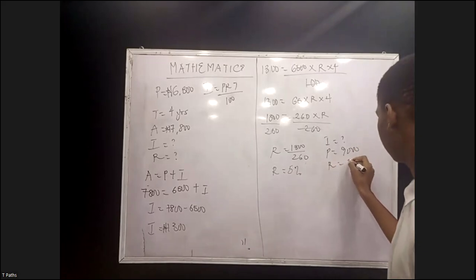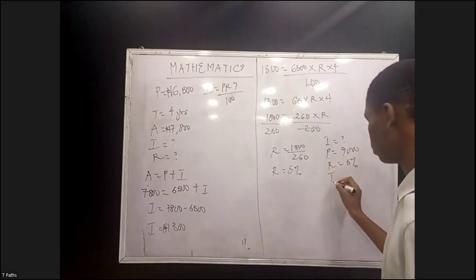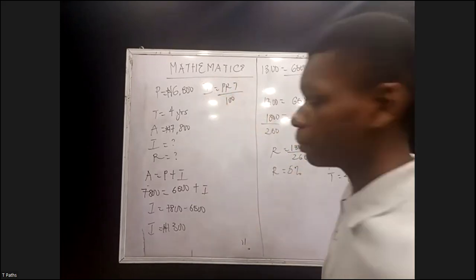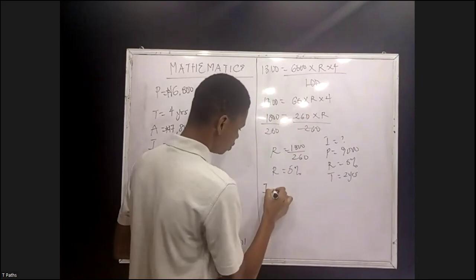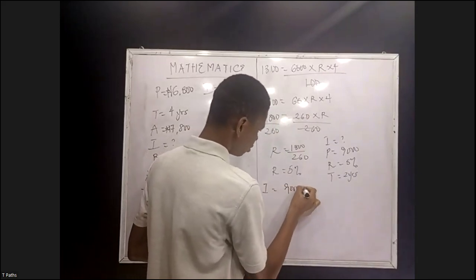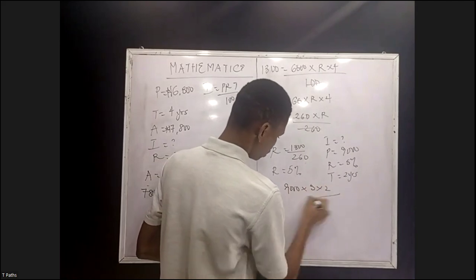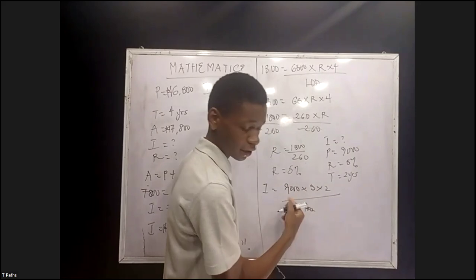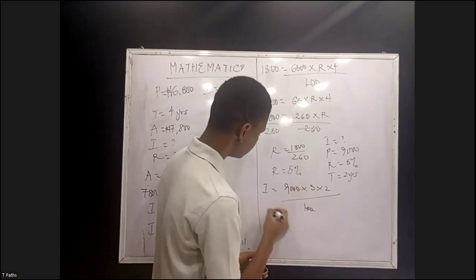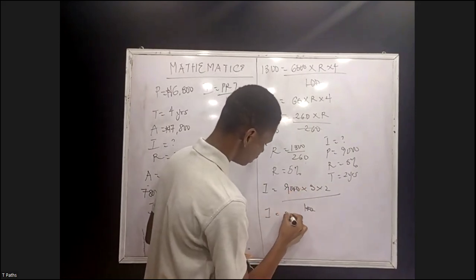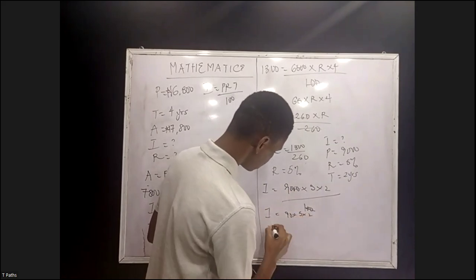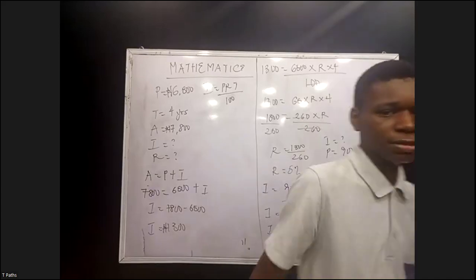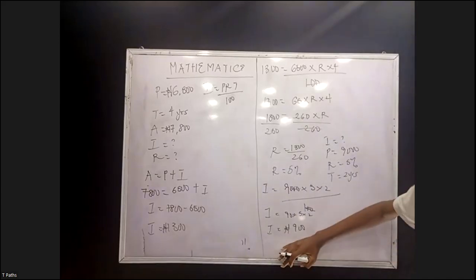My rate remains 5%, and now the time is 2 years. Using the same simple interest formula, I is equal to 9,000 multiplied by 5 times 2, divided by 100. I use this 100 to cancel two zeros from the 9,000, and I'm left with 90. So I is equal to 90 times 5 times 2, which is 90 times 10, 900 naira. So I have my interest as 900 naira.